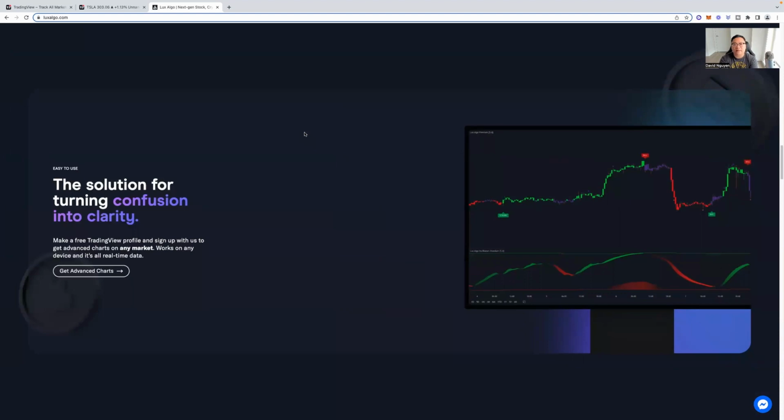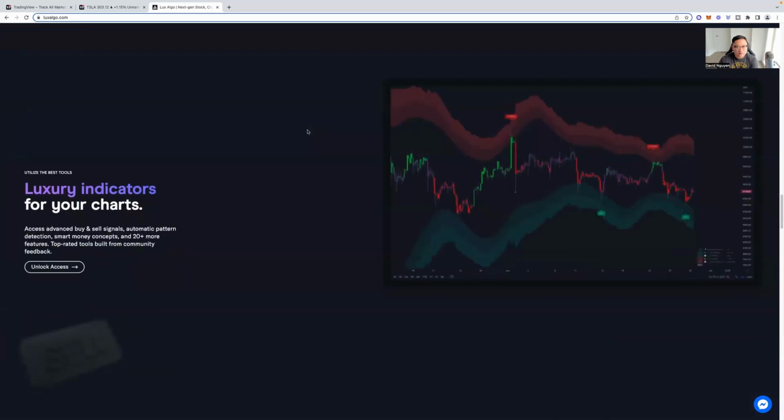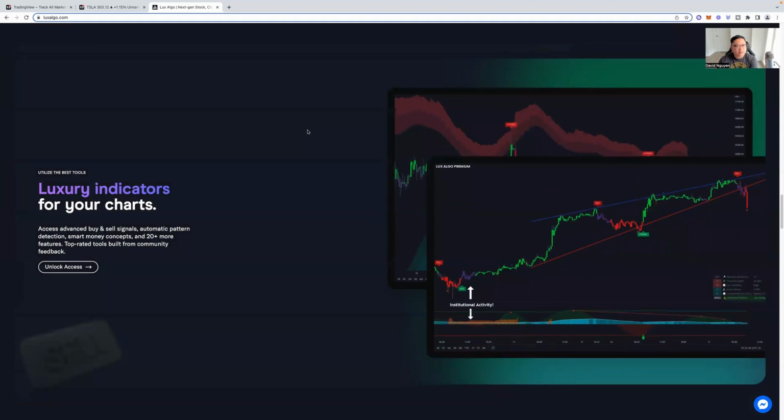What I like about that is there's not a lot of bells and whistles. Now there is more advanced technology you can use with it, but I like to keep it clean, just like this when I use it. The solution for turning confusion into clarity, which we'll get into more later. It gives you different styles of algorithms and luxury indicators for your chart. So access advanced buy and sell signals, automatic pattern detection, smart money concepts, and 20 plus more features. Top rated tools built from community feedback. So it keeps getting better and better as people utilize it and give feedback, and it continues to grow as people utilize it.